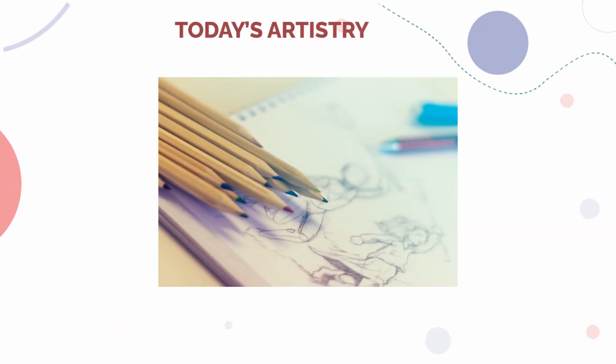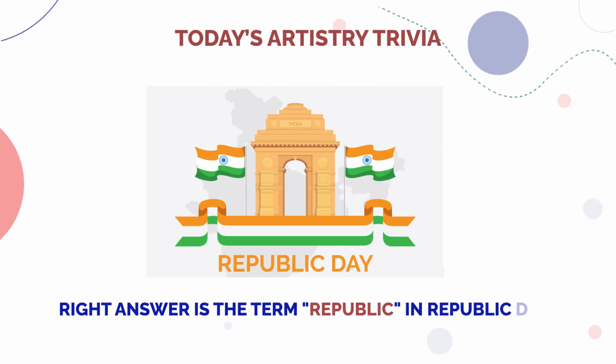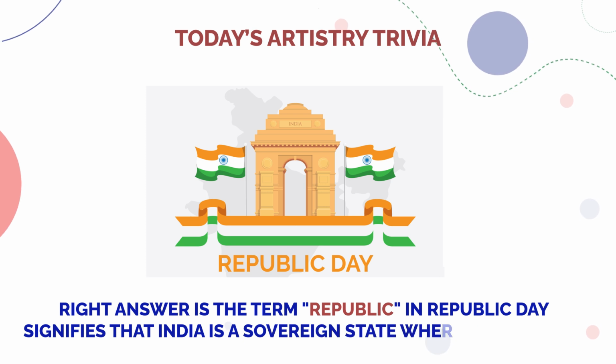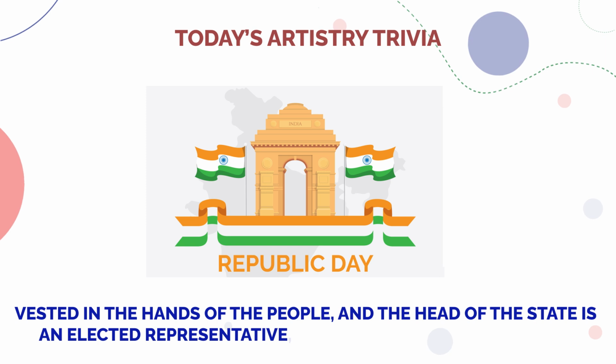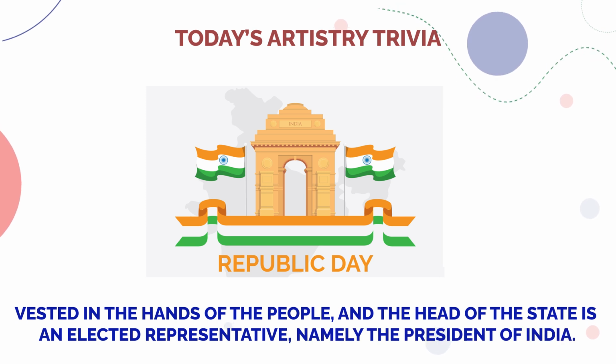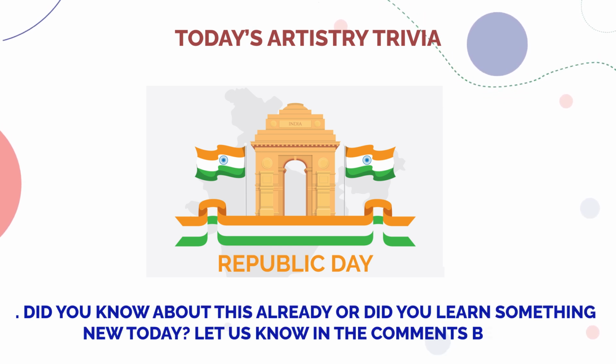Now, coming back to the artistry trivia question. The right answer is the term Republic in Republic Day signifies that India is a sovereign state where the power is vested in the hands of the people and the head of the state is an elected representative, namely the President of India. Did you know about this already or did you learn something new today?